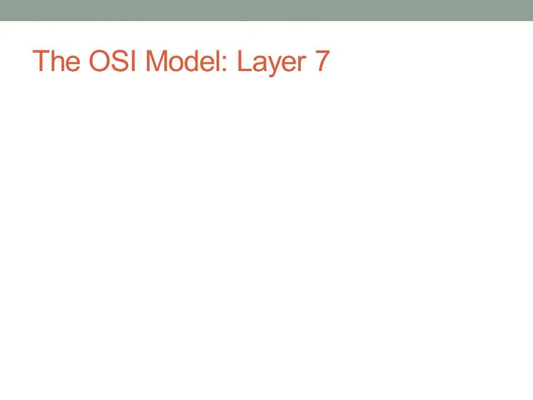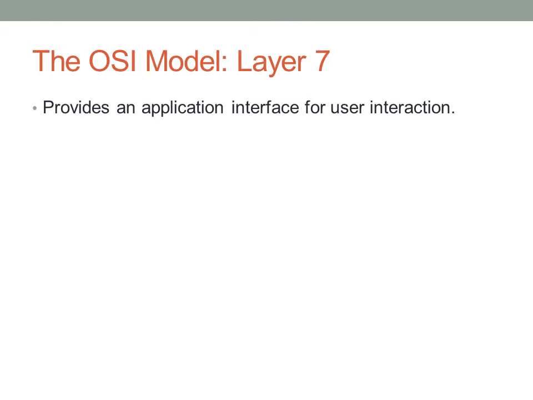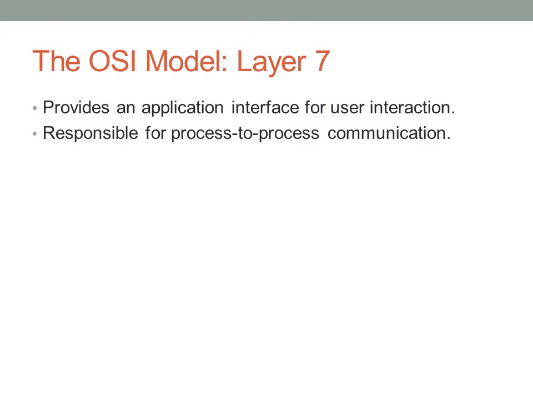Finally, we arrive at Layer 7. This would be the application layer. And so we're talking about actual interaction with the user. So we're trying to basically interface all of this lower level stuff to the user in a way that makes sense.